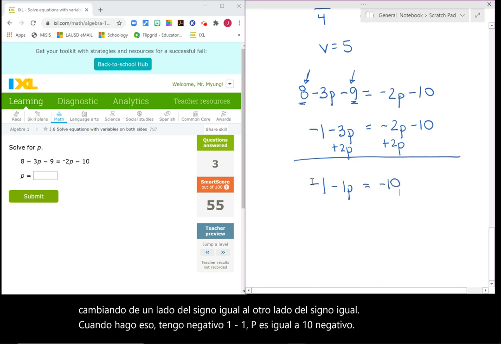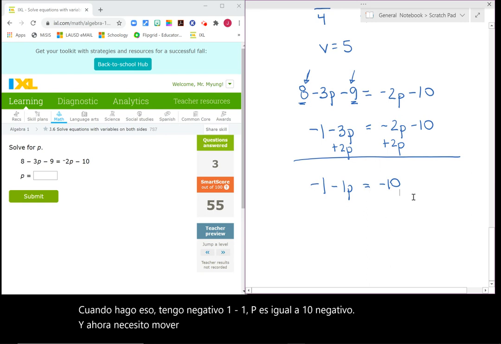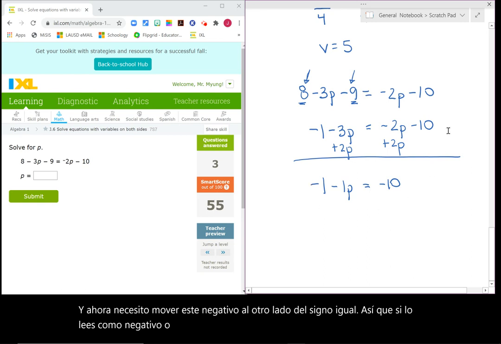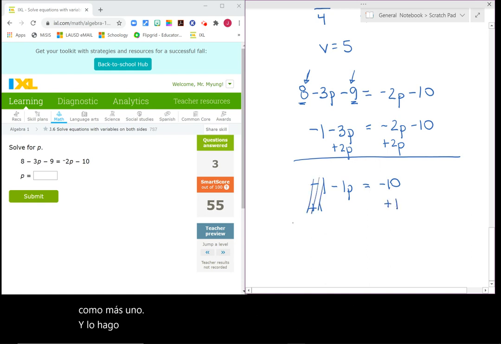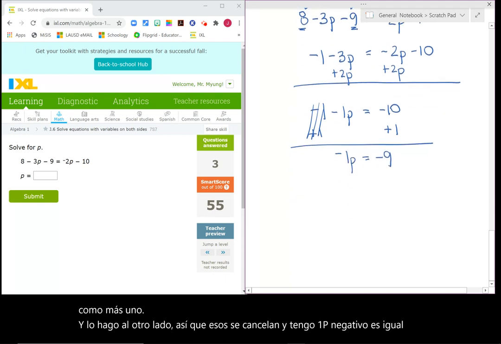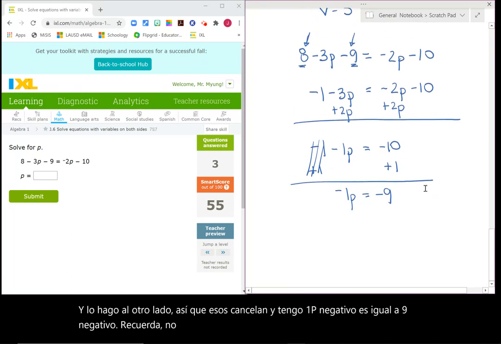And now I need to move this negative 1 to the other side of the equal sign. So if you read it as negative 1, or if you read it as minus 1, you can think of the opposite as plus 1. And I do it to the other side. So those cancel out, and I have negative 1p equals negative 9. Remember, you don't need to write that negative 1. You could have just written negative p.